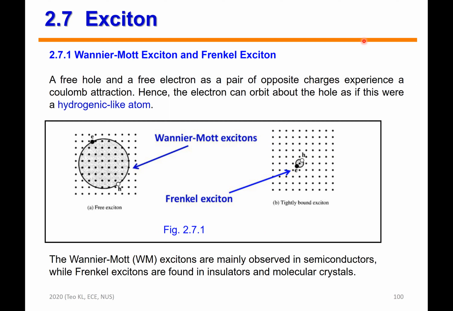For exciton, this is due to the Coulomb attraction between the free electron in the conduction band and free hole in the valence band. And it can be obtained through Schrödinger equation. So we have to view the free exciton in the semiconductors as due to the Coulomb attraction. And the distance separating the electron and hole is over many unit cells or many lattice constants.